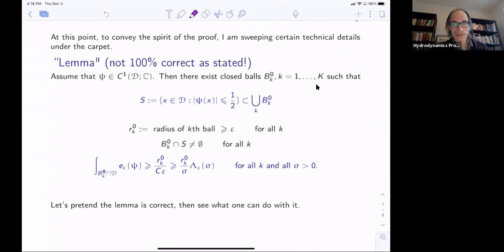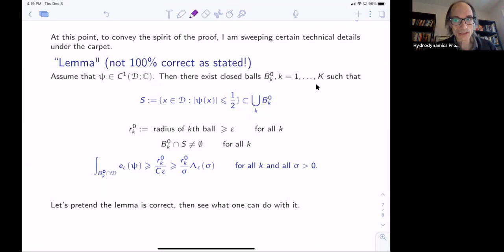So to convey the spirit of the argument, I'm going to sweep certain technical details under the carpet. And so here's this quote unquote lemma, which is not correct as stated. And later on, maybe I can tell you what goes into the proof and what's not correct and how you would fix it. But for now, I want to just assume it's true and use it to prove something, to give an interesting and attractive argument that is actually rather powerful.